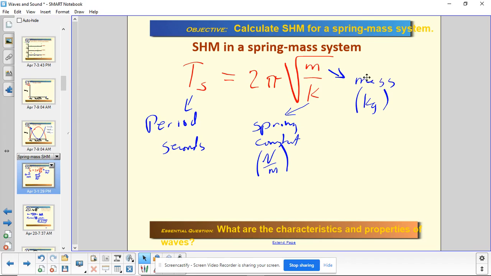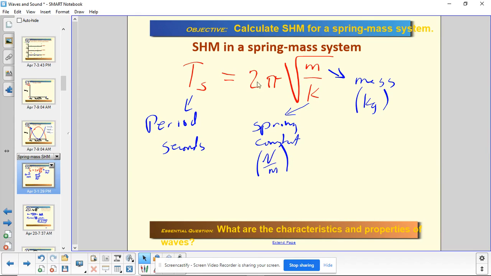M is the mass of the weight that's bouncing on the spring or oscillating on the spring. That's in kilograms. And then k is the spring constant, which you've seen before. It's a number. It reflects the stiffness of the spring, and the units are newtons per meter.